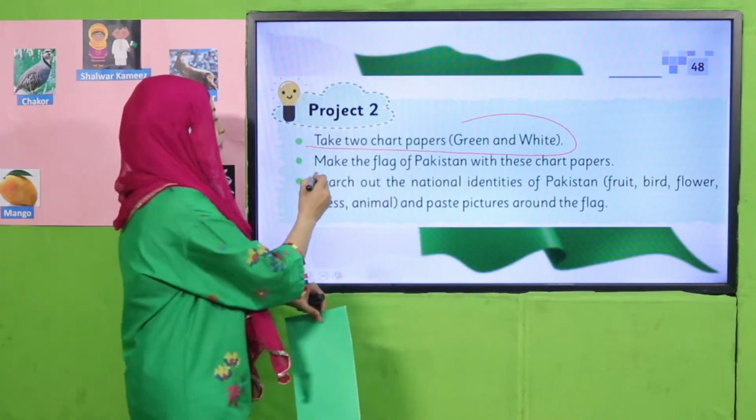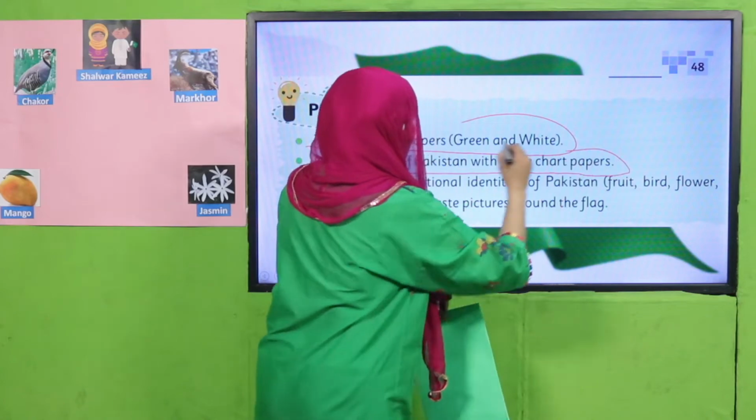And then what we'll do is make the flag of Pakistan with these chart papers.